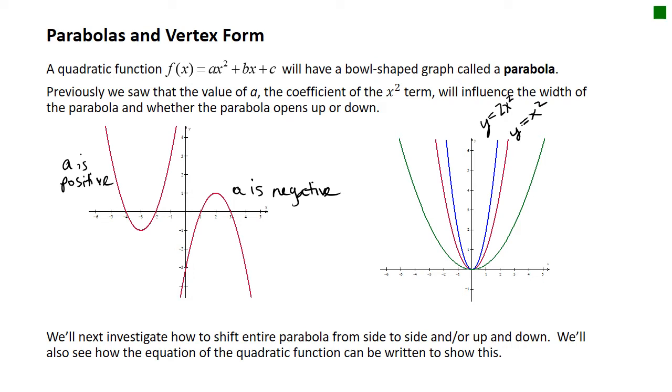The green graph on the outside has an a value of 1/4. As your a value goes down from 1 towards 0, it widens the parabola because in essence it's shrinking the height. So the a value tells you whether the parabola opens up or down, and the width of the parabola. What we're going to look at in this video, though, is how we shift a parabola from side to side or up and down.